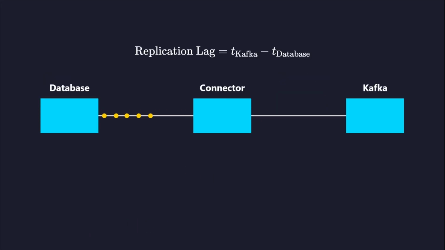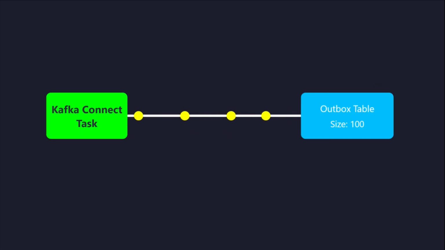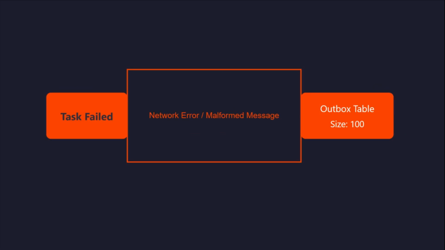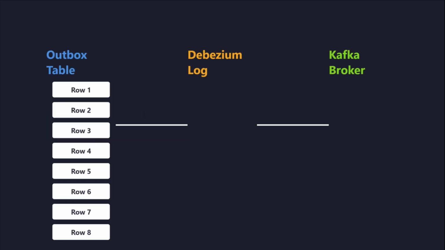This prevents the write-ahead log from growing indefinitely and consuming all available disk space on the database server. Monitor the replication lag to identify potential bottlenecks in your event pipeline. Large lag values indicate that the connector cannot keep up with the volume of changes, which increases the delay between a database commit and the corresponding Kafka message. Configure alerts for the state of the Kafka Connect tasks. If a task fails due to a network error or a malformed message, it must be restarted promptly to resume event streaming and prevent the Outbox table from growing excessively large.